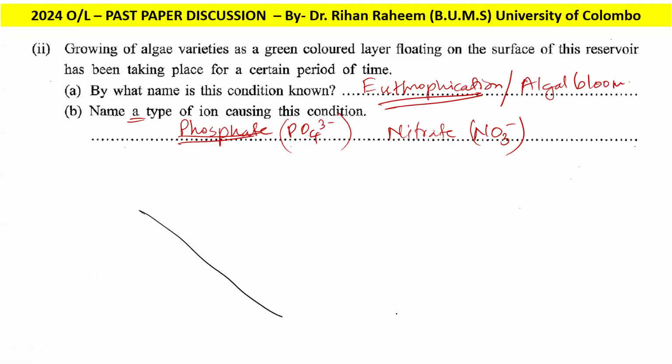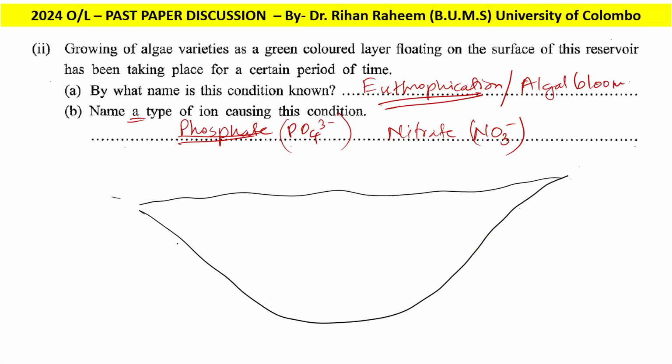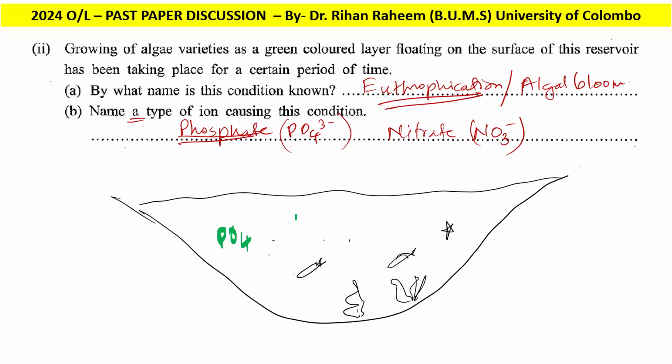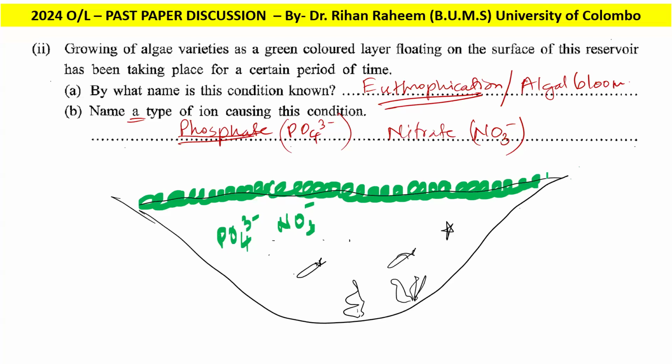Now let's say this is a water body, and there are aquatic organisms, fish, and aquatic plants. Not only fish, all the other organisms, like let's say starfish, are living. When algae grows, that algal bloom is due to phosphate and nitrate, the addition of PO4 3- and NO3 1- from all these waste products which I told you. Very quickly the algae will grow. It's an uncontrollable growth. Then what will happen?